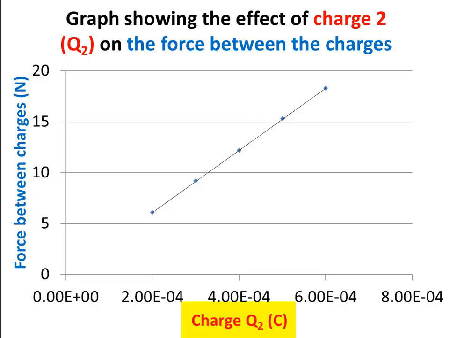Charge Q2, measured in coulombs, is our independent variable. It goes on the x-axis. The force between the charges, measured in newtons, is our dependent variable. It goes on our y-axis.